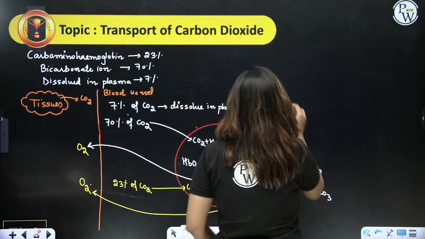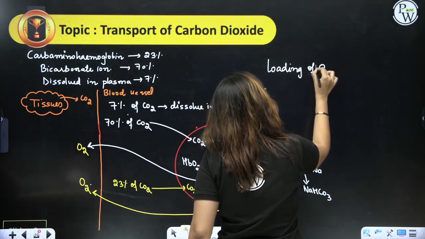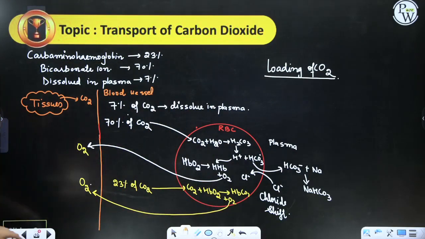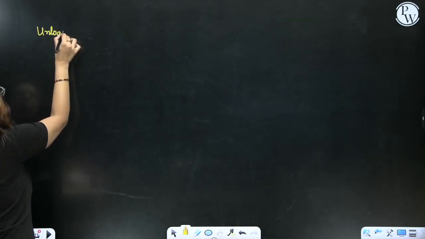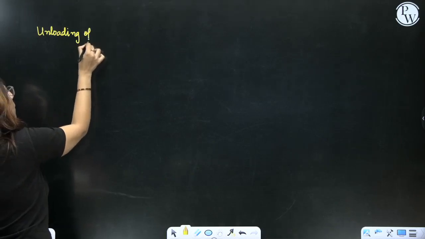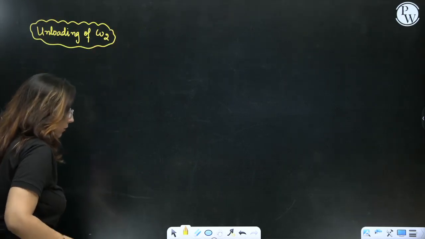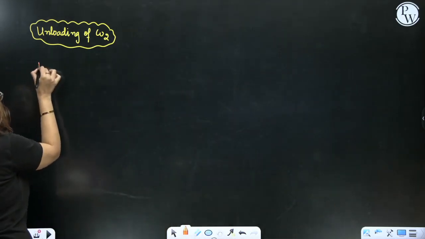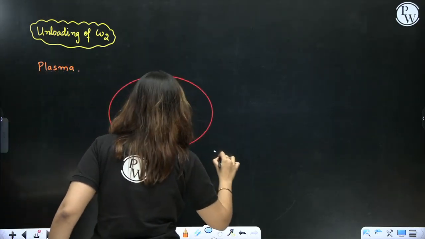So what do we call this? The loading of carbon dioxide. Clear? Chloride shift is clear. Hope everything is clear. Now let's talk about further, that is the unloading of carbon dioxide. Now the carbon dioxide is there in the blood. Now we have to diffuse this carbon dioxide out of the blood, so that it reaches the alveoli. So please remember, two structures are there. One is the plasma, and the second structure that I have discussed is the RBC.